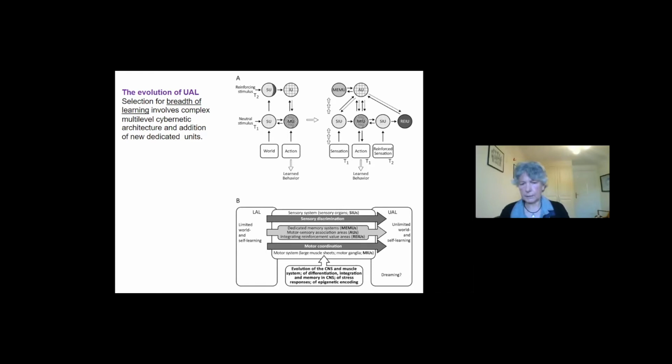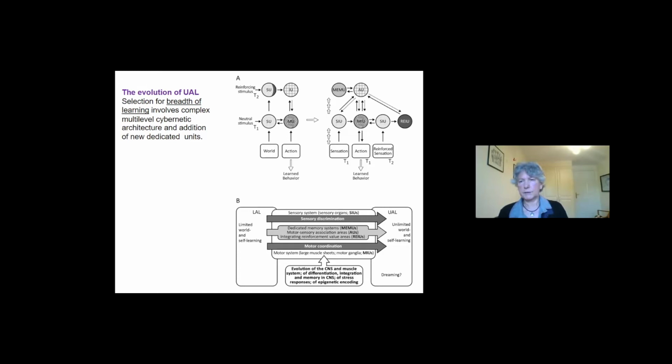There was evolution of a dedicated memory system that enabled some kind of declarative semantic memory. There was evolution of the motor-sensory associations that allowed goal-directed behavior and integrating reinforcement values, areas that were also related to the ability to evaluate, to prioritize, and to change the values of outcomes of behavior. And motor coordination was very, very important.